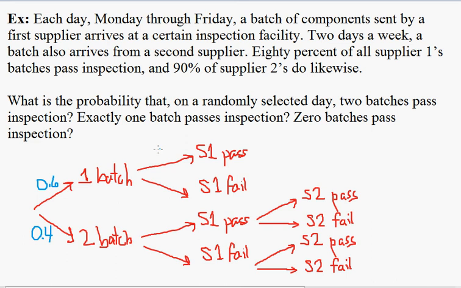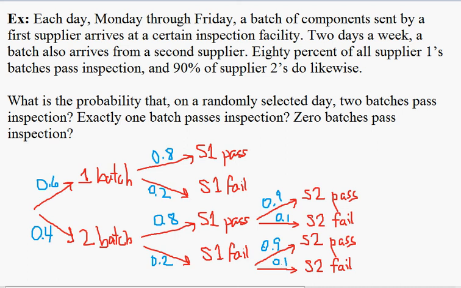The first supplier, 80% pass and 20% fail. Likewise, down here, 80% pass and 20% fail. For the second supplier, 90% pass and 10% fail. So here is the tree diagram for this.